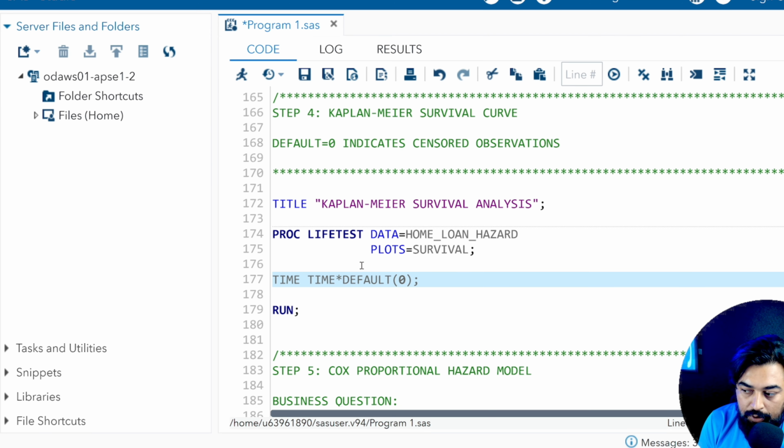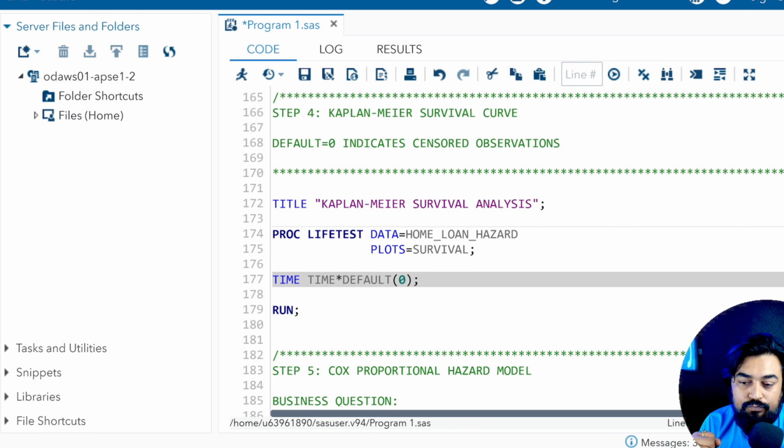Okay, this value, because here I just created the survival curve. This is the most important statement in this whole survival analysis step. Time represents the duration. Default represents the event, and the 0 inside the brackets tells SAS that default equal to 0. What does it mean? It means that the customer has not defaulted and it's therefore censored.